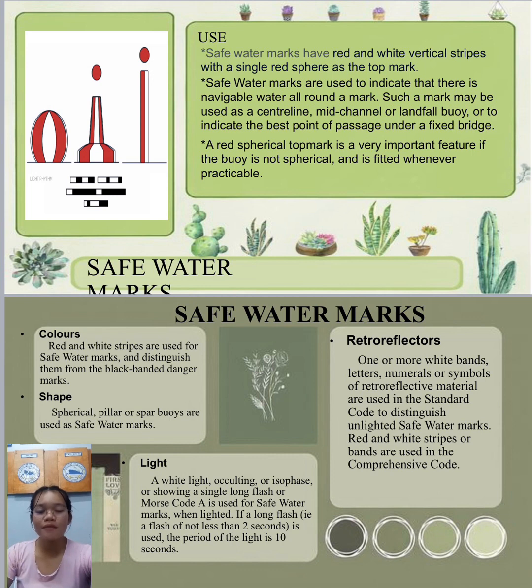In colors, red and white stripes are used for safe watermarks to distinguish them from black-headed danger marks. In shape, spherical, pillar, and spire buoys are used as safe watermarks. In light, a white light is used, occulting or isophase, or showing a single long flash or Morse code A for safe watermarks when it is lighted.